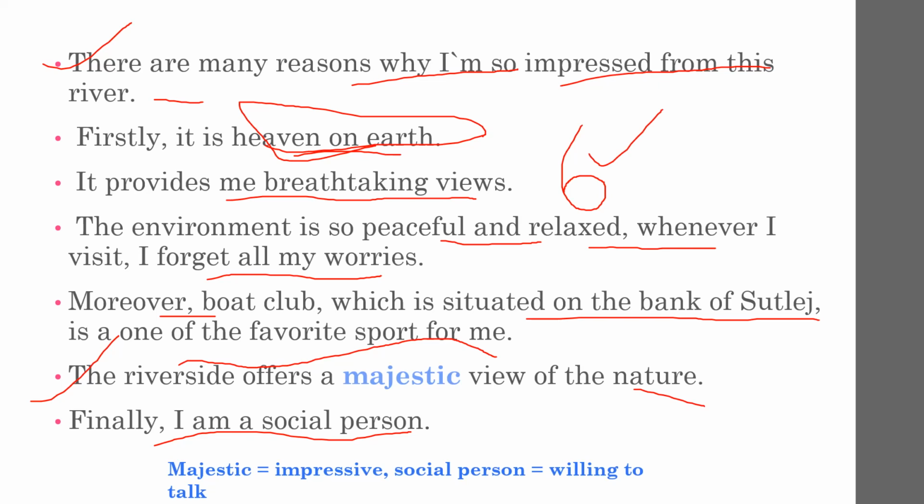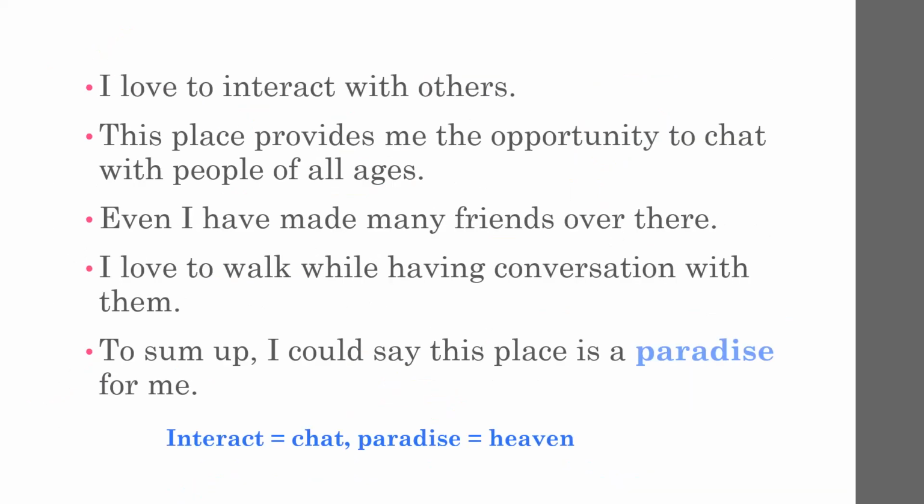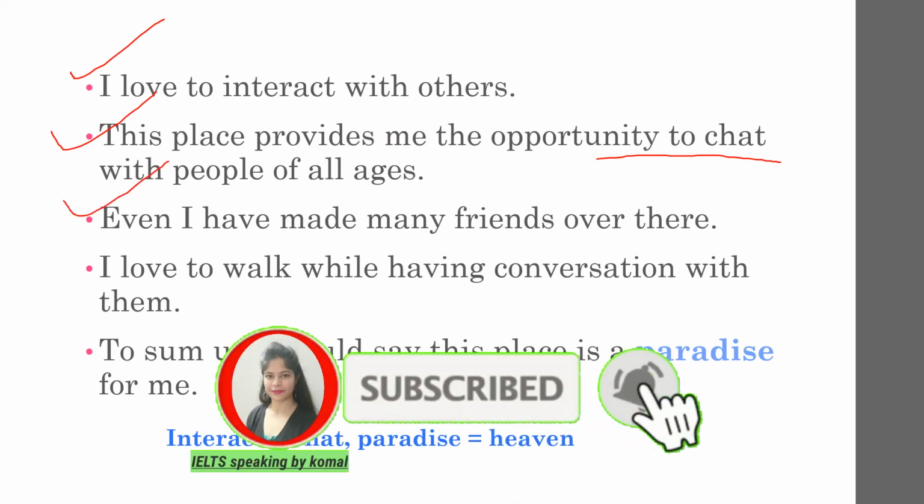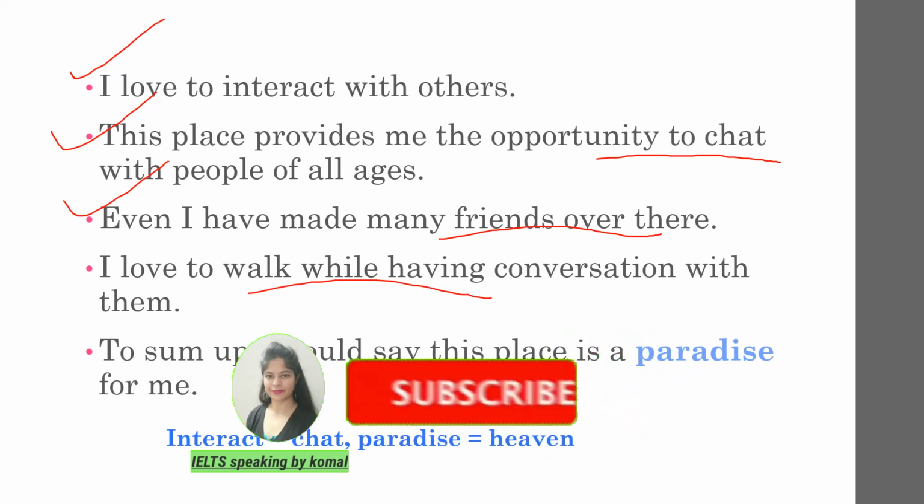Okay, and if I talk about this, majestic means impressive. It provides me an impressive view. The view is fantastic. Then social person, willing to talk, means I'm friendly in nature. I love to make friends. So instead of this line, what can I say? Okay, I love to interact with others. This place provides me the opportunity to chat with people of all ages. Even I have made many friends over there. I love to walk while having conversation with them.